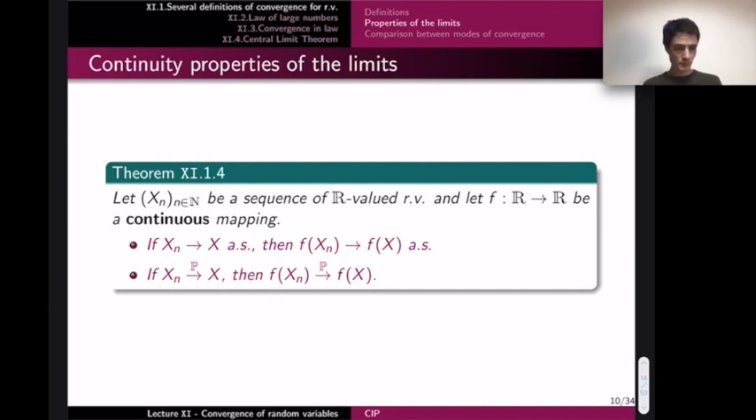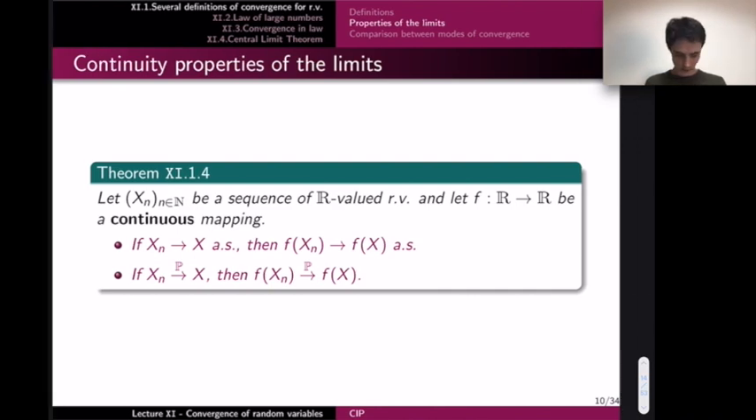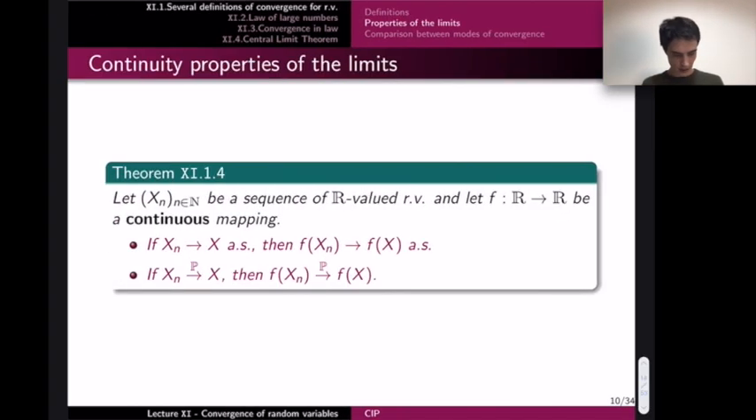So then also I leave the question open as to whether, if you have convergence in LP and f is a continuous mapping, and xn converges to x in LP, then f of xn converges to f of x in LP. Okay, so that's an open question for you. So, proof of this. The first fact, almost sure convergence, as you will see, is not so difficult. Convergence in probability is a bit more tricky.